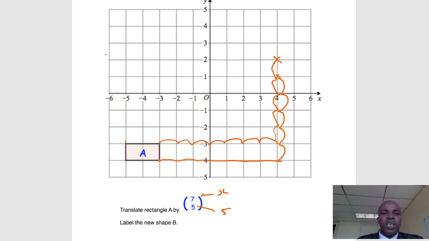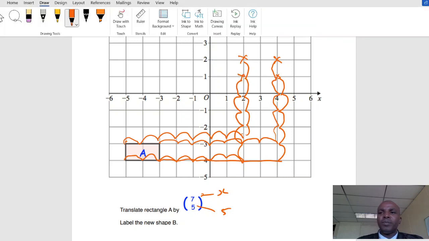Then this one, you also count 7 and 5. 1, 2, 3, 4, 5, 6, 7, and 5: 1, 2, 3, 4, 5. So it's here. Then this one, last one. 1, 2, 3, 4, 5, 6, 7. Then 1, 2, 3, 4, 5. It's here. So your shape.